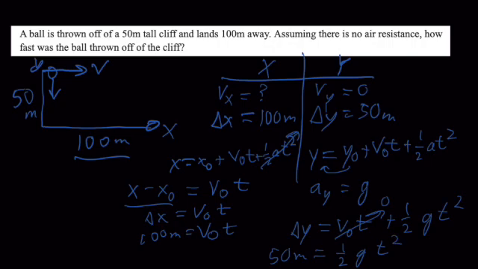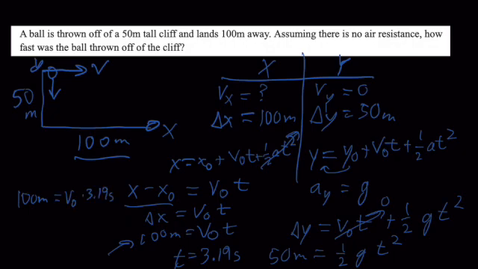If we use a calculator and plug in those values, we say that 50 times 2 divided by 9.8 meters per second squared, which is the value of g, and then taking the square root of that answer, gives us that t equals 3.19 seconds. And so what we can do is plug that back into this equation here and say that 100 meters equals v naught times 3.19 seconds.